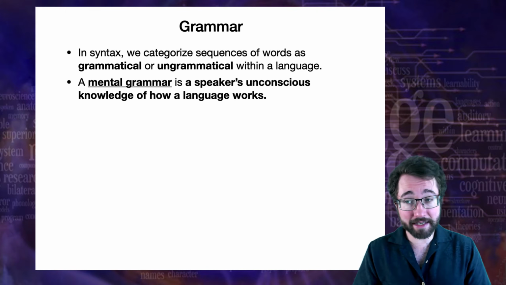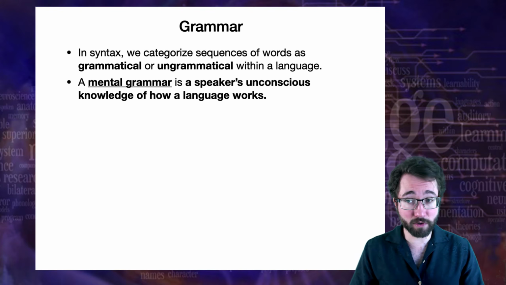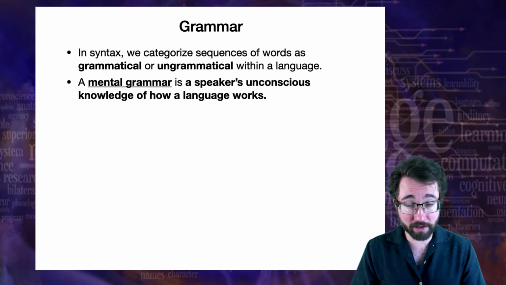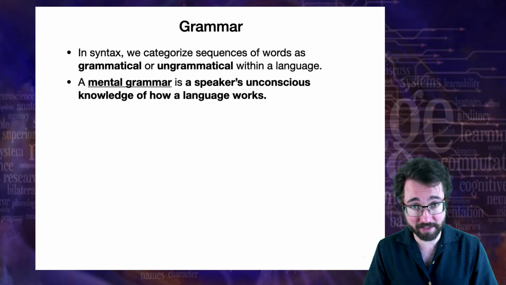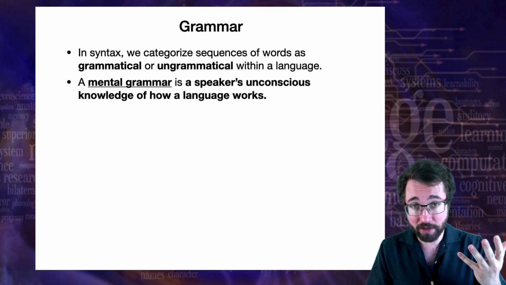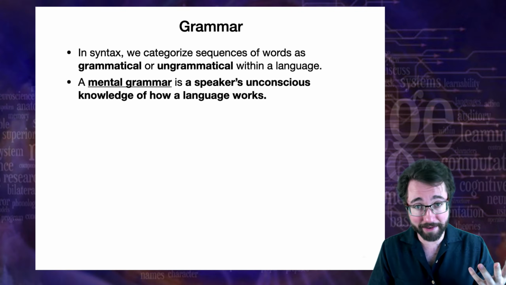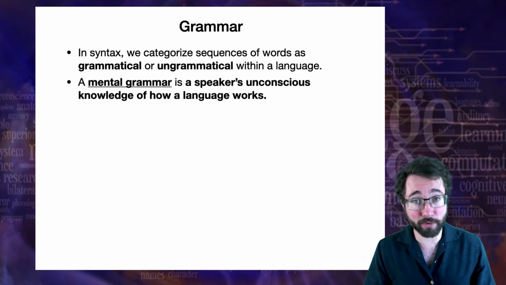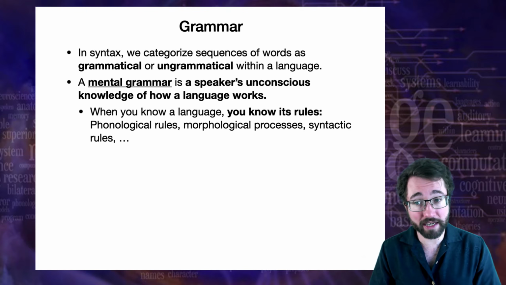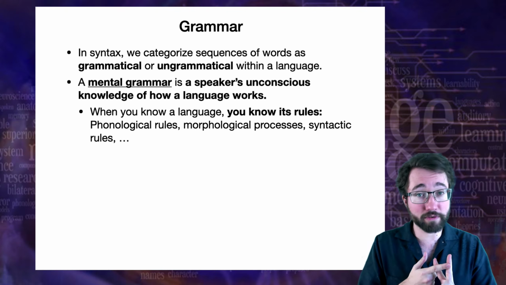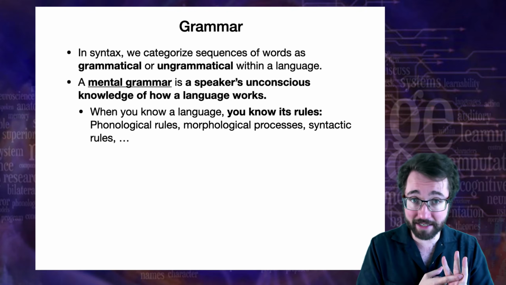And what we mean by that is that a certain sequence of words follows a mental grammar. A mental grammar is a speaker's unconscious knowledge of how a language works. So when you know a language, you have a massive unconscious body of knowledge in your mind, in your brain, which is your knowledge of how the language works. And that is the mental grammar. When you know a language, you know its rules. You know the phonological rules, you know the morphological processes, and you know the syntactic rules, which we're going to be talking about.